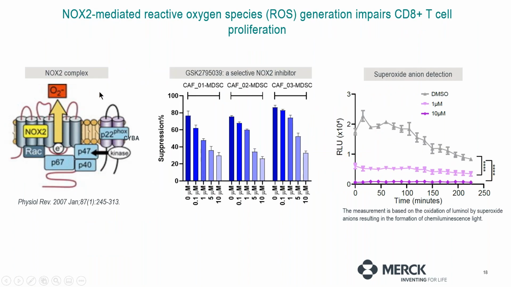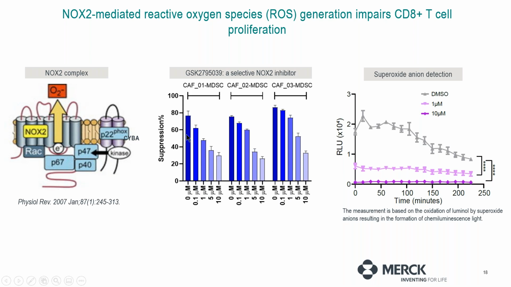So this complex has several components. So one is CYBA, which is upregulated in the MDSC by the proteomic analysis. CYBB is one of the major components, is also upregulated. And we want to further test whether NOX2 is one of the effector molecules to exert the immunosuppressive impact. We're able to find a selective NOX2 inhibitor.